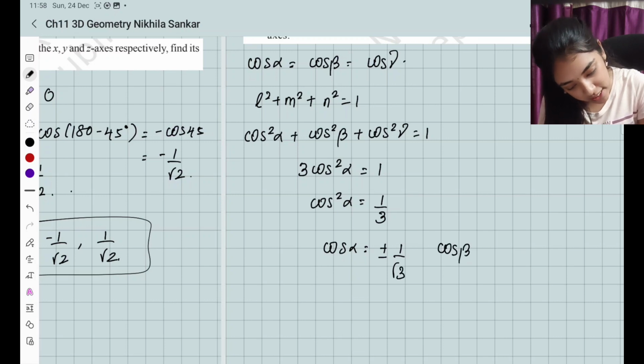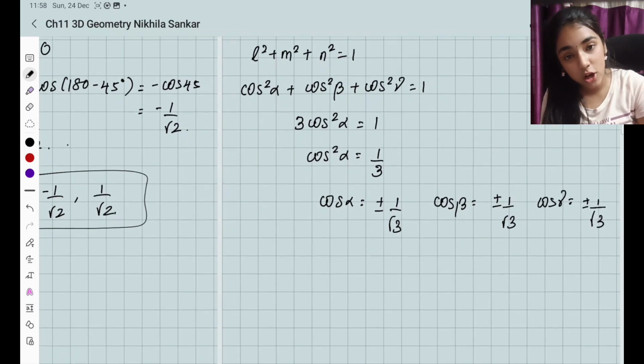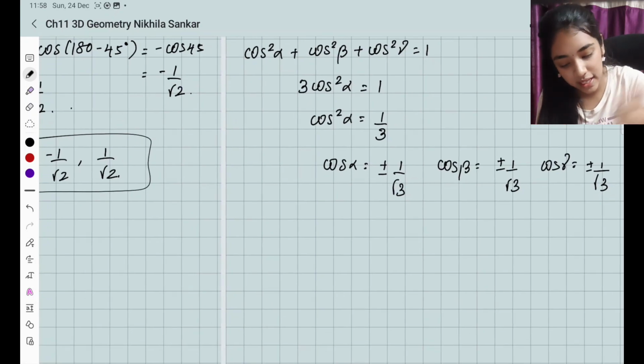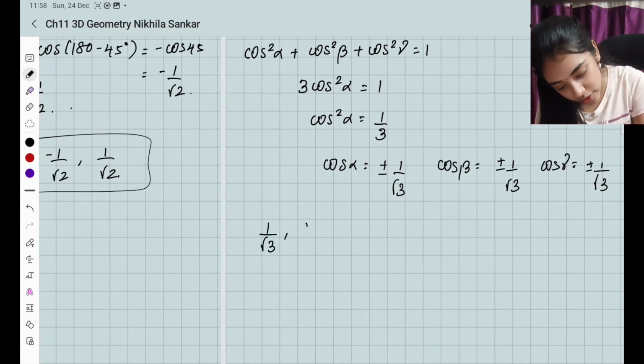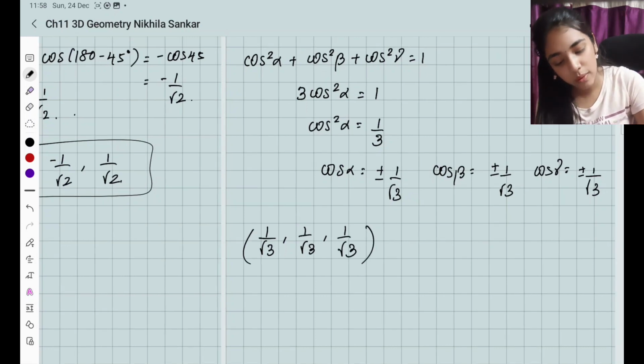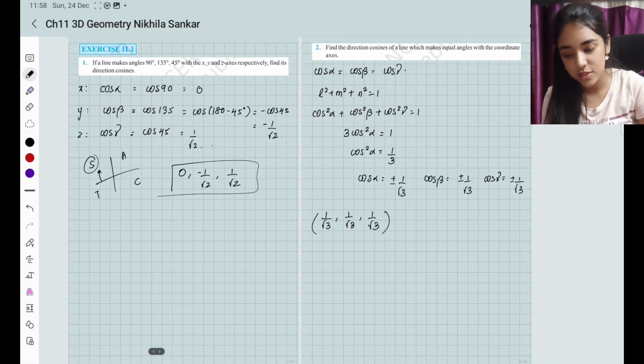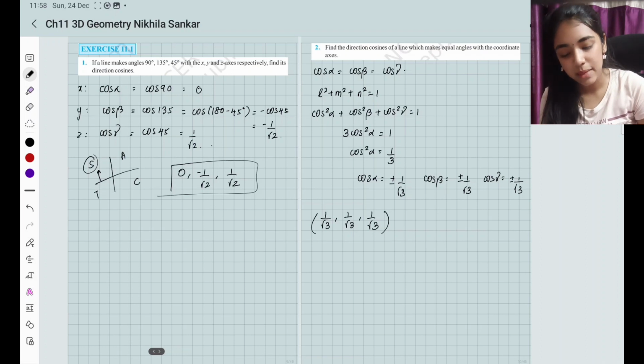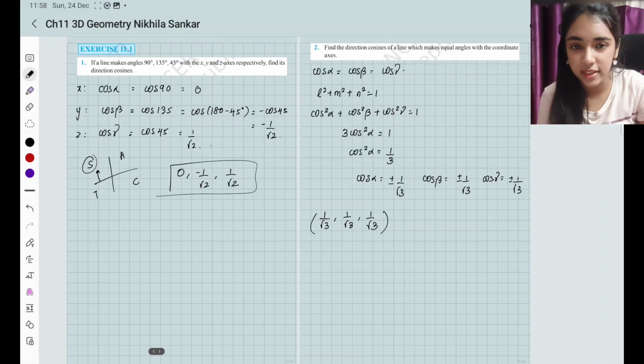Appo cos beta na, this is also going to be plus or minus 1 by root 3. And cos gamma is going to be plus or minus 1 by root 3. But since they have given that they all make equal angles, நம்ம negative எல்லாத்தையுமே neglect பண்ணிட்டு, we are only going to write the positive value. So what are my direction cosines going to be? 1 by root 3, 1 by root 3 and 1 by root 3. Okay, please copy. இதே மாதிரி all negative values யும் neglect பண்ணியும் நீங்க எழுதலாம்.